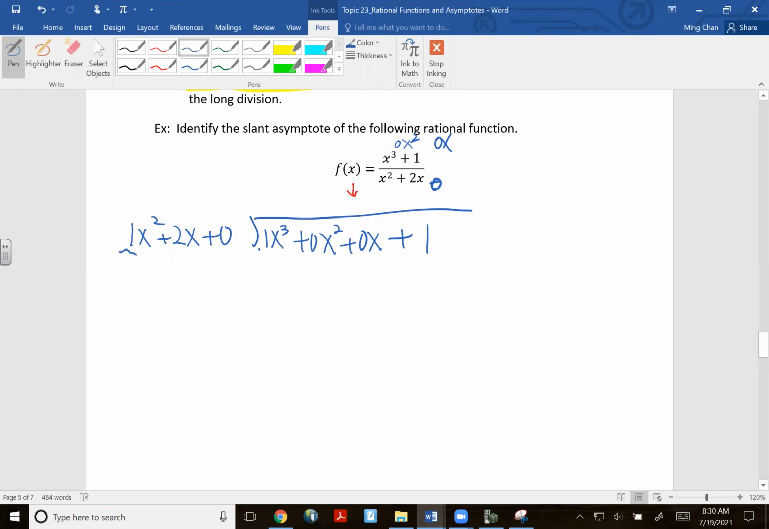First term on the outside goes into the first term on the inside, only 1 time, right? 1 times 1 is 1, put it below the 1x to the third. 1 times positive 2 is positive 2, put it below the second term. 1 times 0 is 0, put it below the third term. Long division, we will subtract.